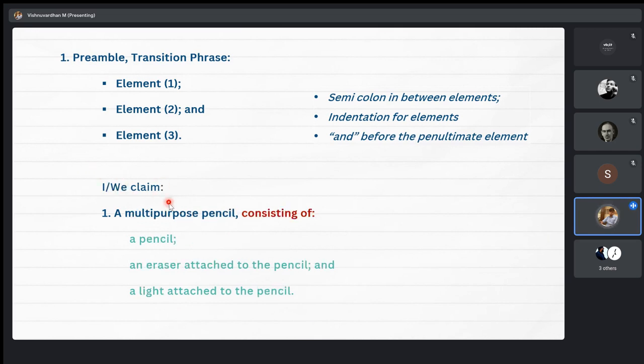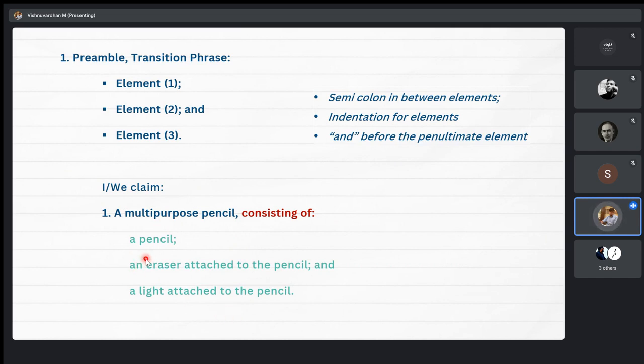I or we claim, colon, two dots. Number 1. So this is a pencil which has a light attached to it. 1, a multi-purpose pencil. This was my title. This is the preamble again, comma, consisting of, instead of writing comprising, characterized by, stuff like that, consisting of, again, two dots, colon, the elements, a pencil, semicolon, an eraser attached to the pencil, semicolon, and a light attached to the pencil. Very simple, nothing complicated. Preamble, transitional phrase, and each of the elements in the body.